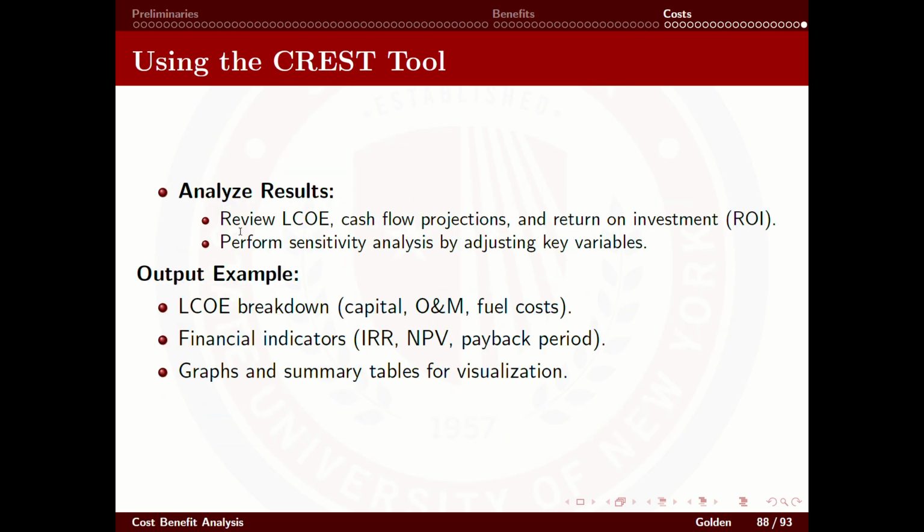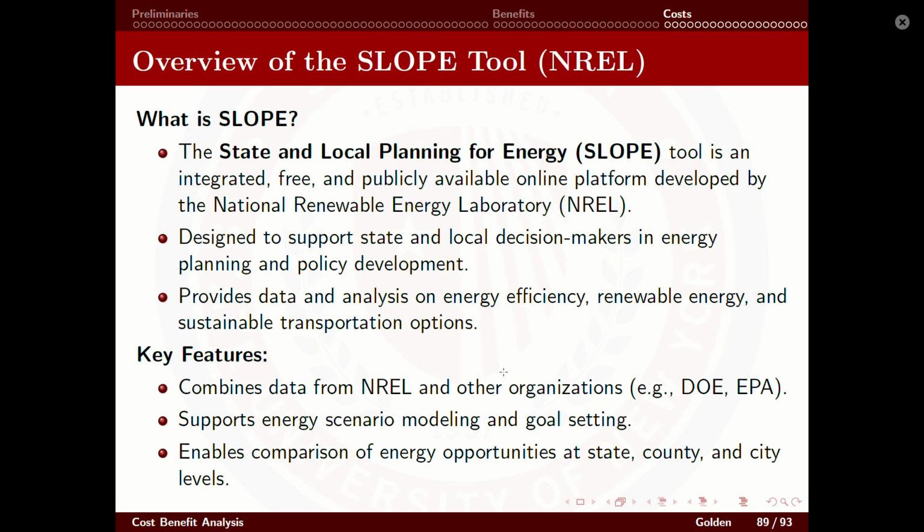So, analyzing results, you review the LCOE, the cash flow projections, and the return on investment. And then you perform some sensitivity analysis by adjusting key variables like the interest rate, like the net capacity factor, like the total capacity amount. So you can see the LCOE breakdown, how factors contribute to LCOE, and you can change your assumptions to see how they affect LCOE. And then you can look at some graphs and tables as well as cash flows.